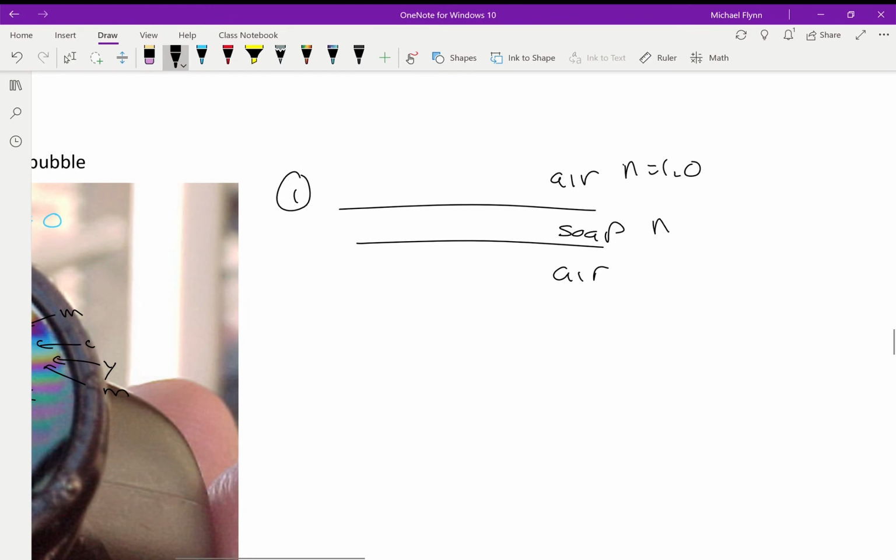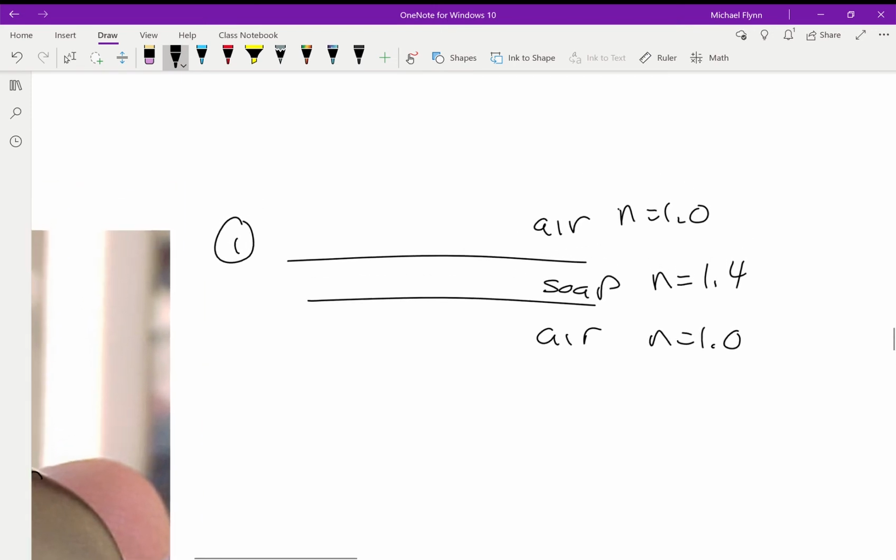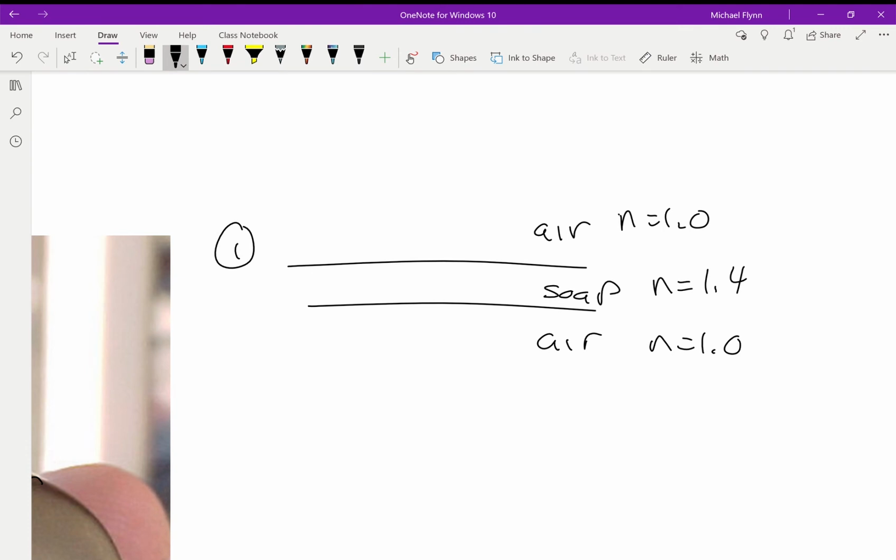Soap is about the same as water. Well, let's say it's about 1.4. Air on the other side is 1.0 again. So you've got air, soap, and air. Now, here you are the observer looking at reflected light. So this is your eye up here. I'm sorry, my eye looks terrible, but whatever. Here's your eye looking at it.